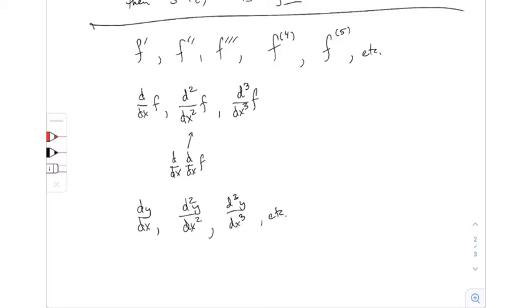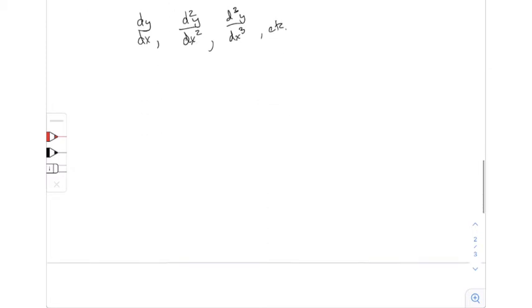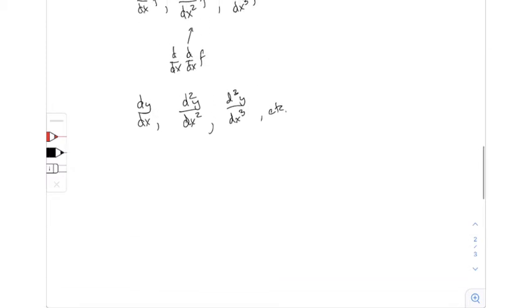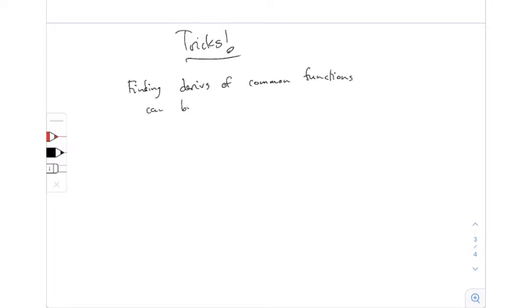All right, great. Let's move on to the next section. The next section is about the tricks. Finally. It turns out finding derivatives of ordinary functions, I'll say of common functions, can be very easy if you know some tricks.